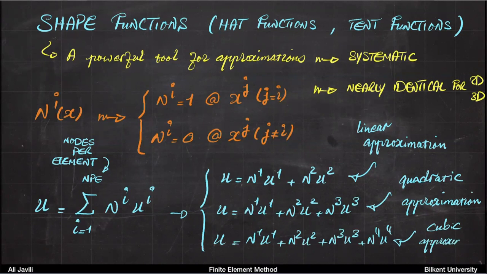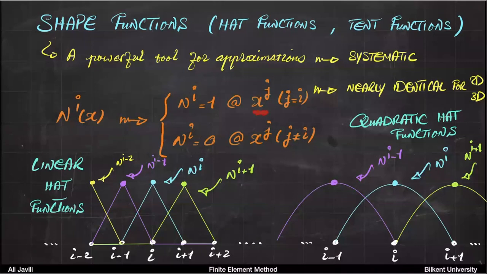Hocam, can I ask something? Yes, please. What does j represent? J is just a dummy counter, if you want. It doesn't do anything. It just tells you any point j. If j and i are equal, then n_i would be 1. Otherwise, it would be 0.